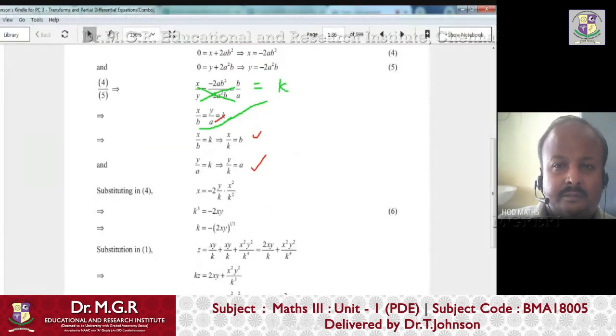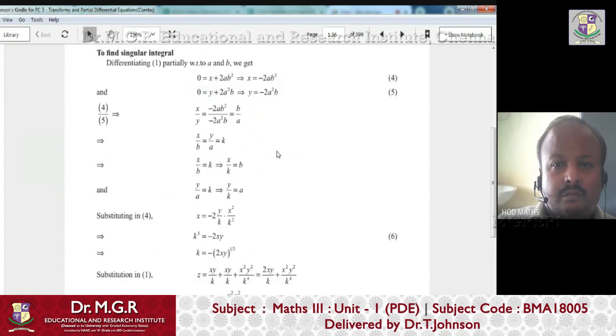in the equation 4. So what is the equation 4? This is equation 4: x equals minus 2ab square. So in place of a, you can substitute y by x. In place of small b, you can put x by y. So here b square means x square by y square. From that, you are able to find k. From this, you will get what is k. k is nothing but minus 2xy to the power 1 by 3.